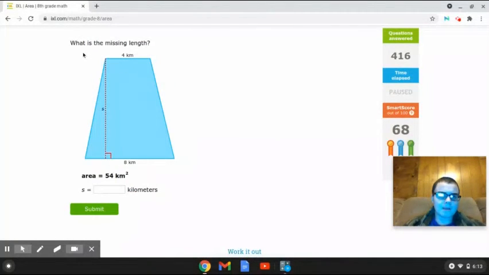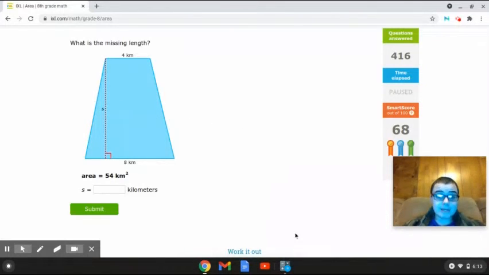Alrighty, so this last problem reads, what is the missing length? So as we can see here, base 1 on this trapezoid is 4 kilometers, base 2 is 8 kilometers, and the area for this trapezoid is 54 kilometers squared. Okay, so in this problem, we are given the area and the 2 bases. We need to figure out the height over here, which is s.